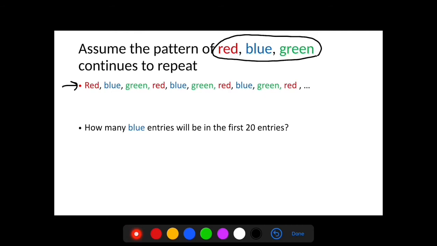So let's start here actually with a common mistake. So somebody could get off on a good start, and they could start by counting the entries and then correctly saying we have 1, 2, 3 blue entries written down so far. But let's look at where the mistake comes in.